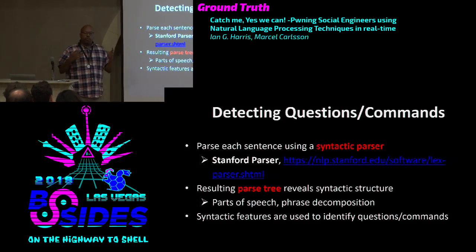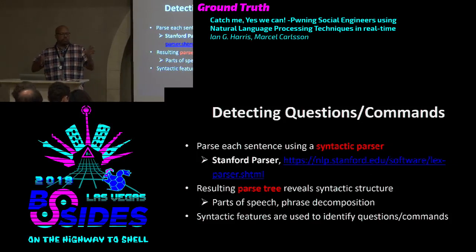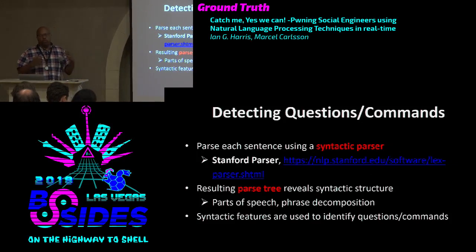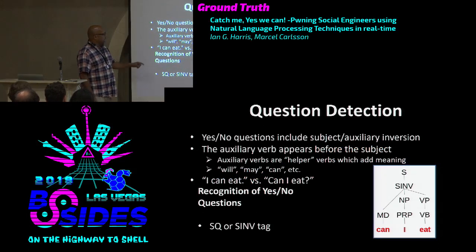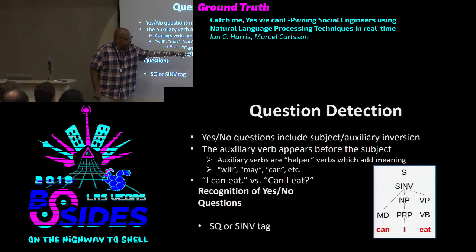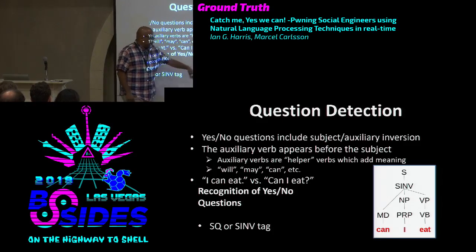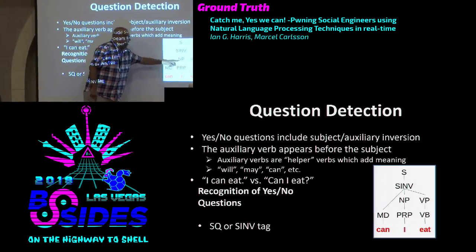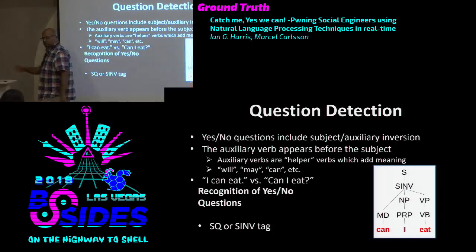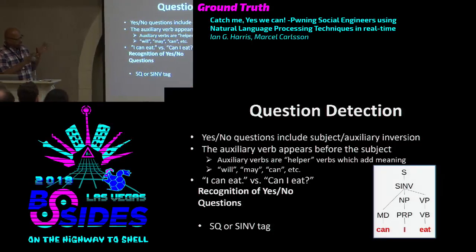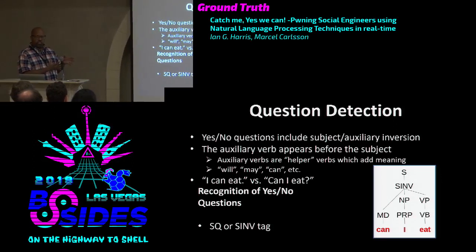So it gives you a parse tree of the sentence that shows you the different parts of speech. And we look at the parse tree to look at the structure of the sentence, and we find patterns in there that we think are suspicious. So here's an example. Here's a sentence, can I eat? That's this parse tree over there. And just to say what these tags are, S is for sentence, noun phrase, verb, modal. Anyway, it's a bunch of tags. And you get a tree like this, it shows you the internal structure of the sentence.